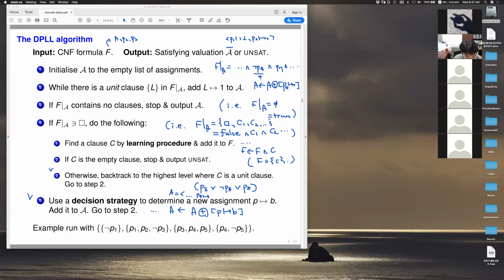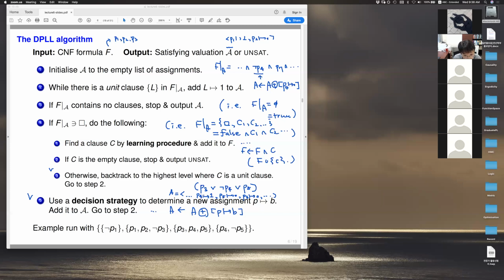Let me check. Right. So P4 was 1 and P5 was 0, and then a bunch of other things, and then P3 was 0, and then a bunch of other stuff. So suppose we have assigned this valuation A when we reach step 3, and the clause C we learn is of this form: P3 or negation of P4 or P5.